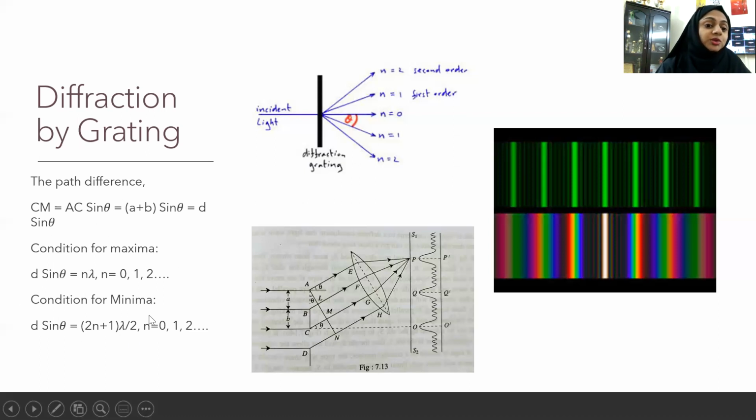Now this is similar to what we learned for interference. So you just have to learn this formula by comparison. For interference, the condition for maxima is a sine theta equal to n lambda, and the condition for minima is a sine theta equal to (2n plus 1) lambda by 2. Now for diffraction, it will be the reverse. Condition for minima will be a sine theta equal to n lambda, and the condition for maxima will be a sine theta equal to (2n plus 1) lambda by 2.